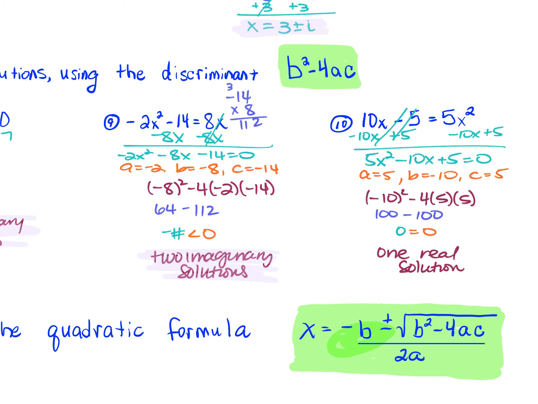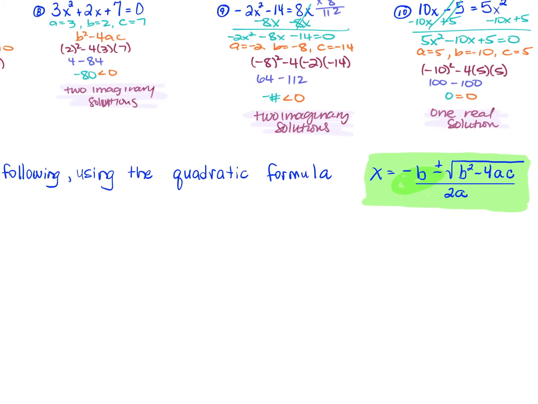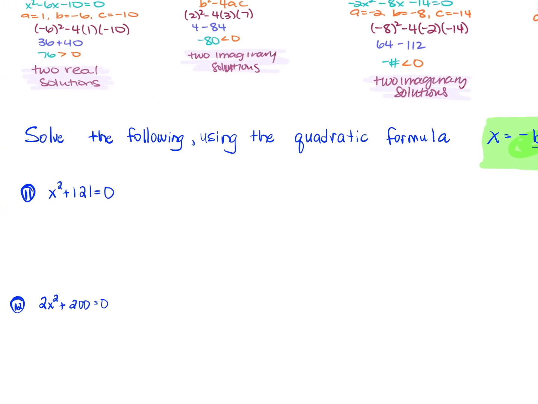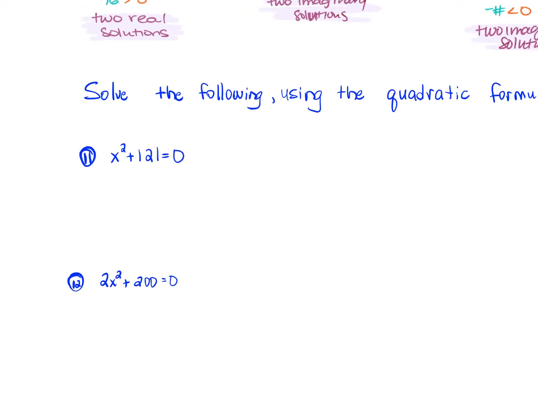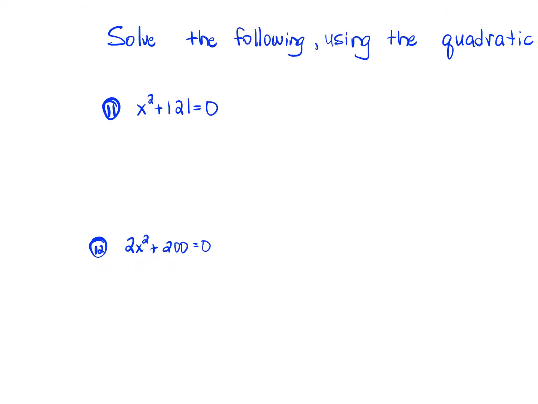For your next part, you're using your quadratic formula in order to solve. For 11 and 12, I'm not going to use the quadratic formula, but the other ones I will, only because it's a lot easier to solve these not using the quadratic formula. So for 11, it gives you x squared plus 121 is equal to 0. Move your 121 over, subtract it from each side. You have x squared is equal to negative 121.